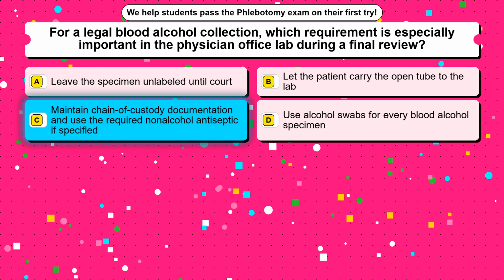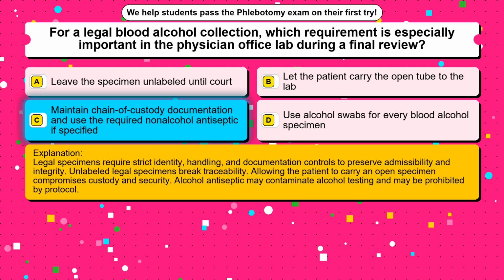The correct answer is option C. Maintain chain of custody documentation and use the required non-alcohol antiseptic if specified. Legal specimens require strict identity, handling, and documentation controls to preserve admissibility and integrity. Unlabeled legal specimens break traceability. Allowing the patient to carry an open specimen compromises custody and security. Alcohol antiseptic may contaminate alcohol testing and may be prohibited by protocol.